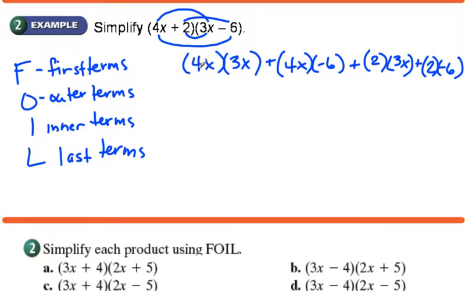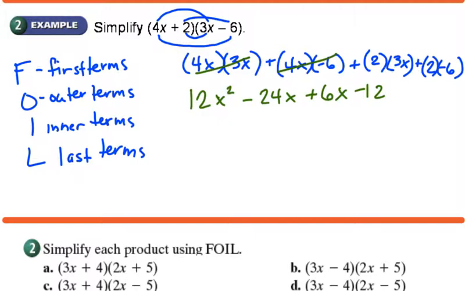All right, so 4 times 3 is 12. X times x, there means there's 2, so it's x squared. Okay, that one's done. 4x times negative 6 is going to be negative 24x. 4 times negative 6, negative 24, and then we have that x. 2 times 3x is 6x, and that's positive. And then 2 times negative 6 is negative 12.